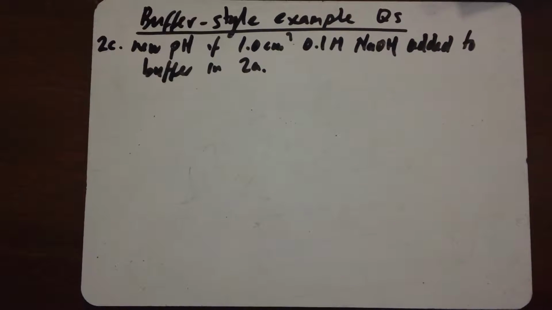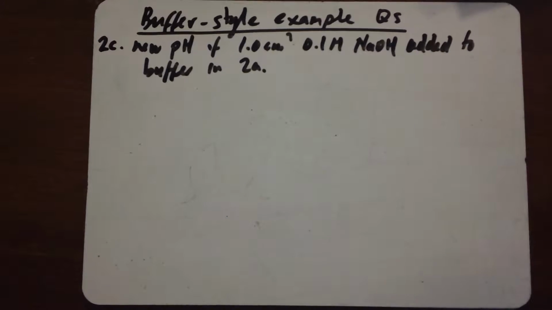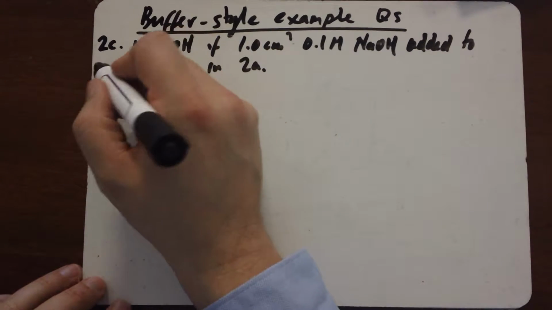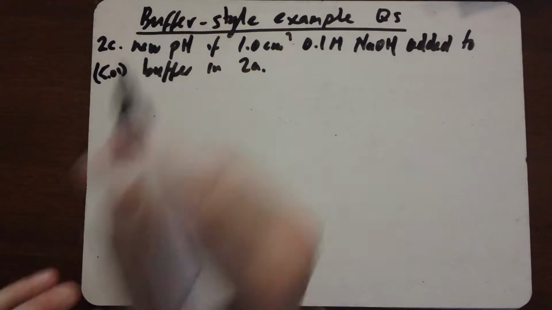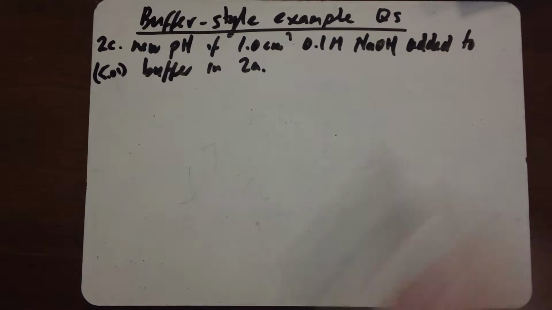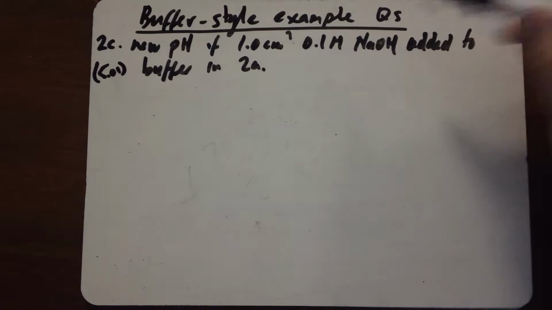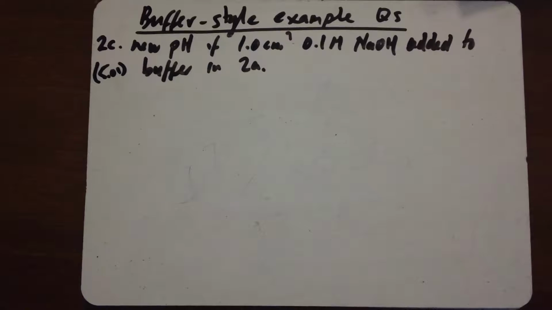So we're going to look at the last example. This time you're taking the buffer again from 2A that you calculated, the buffer having an initial pH of 5.01. This time you're going to add sodium hydroxide, or OH minus, and you're going to calculate the new pH as a result.